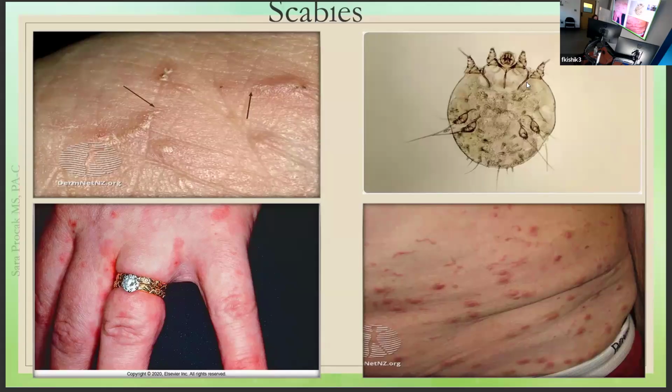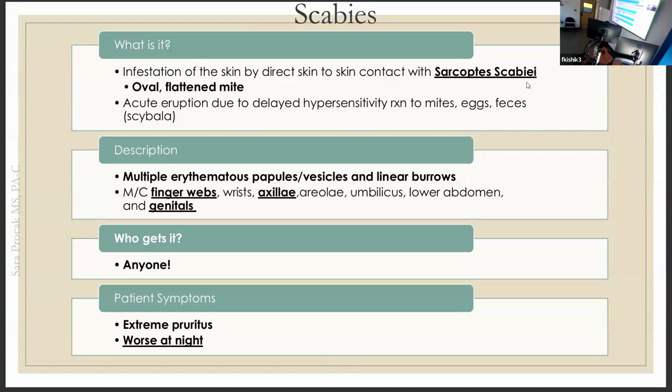In terms of your patient's history, they are going to tell you that they are extremely itchy, and it's going to be so much worse at night. The reason for that is because these mites are nocturnal, or active at night. They're going to be moving around a lot during that time.